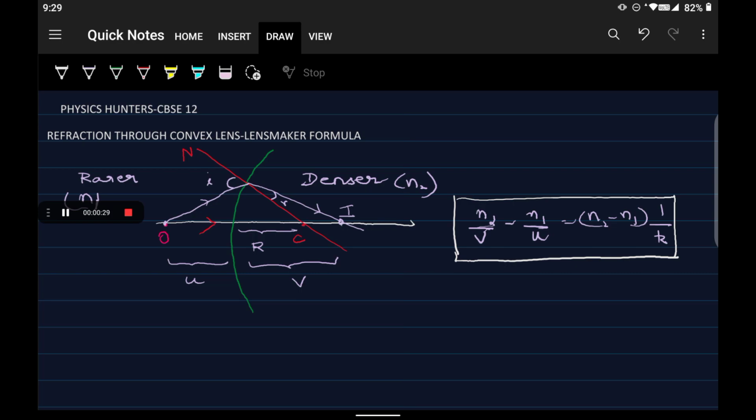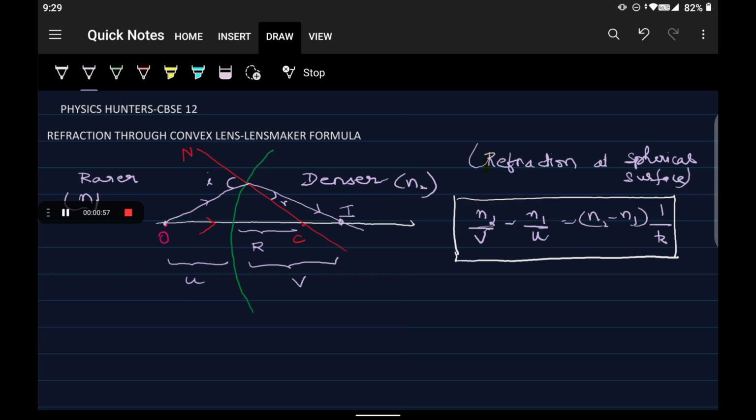So now the topic we are going to discuss is refraction through a convex lens. Hence we derive the Lens-Maker formula. For that I have referred here to the refraction at a spherical surface, that is, your convex spherical surface. So this is a general diagram that I have drawn in my previous video about refraction at a spherical surface. Hope you remember this, right?